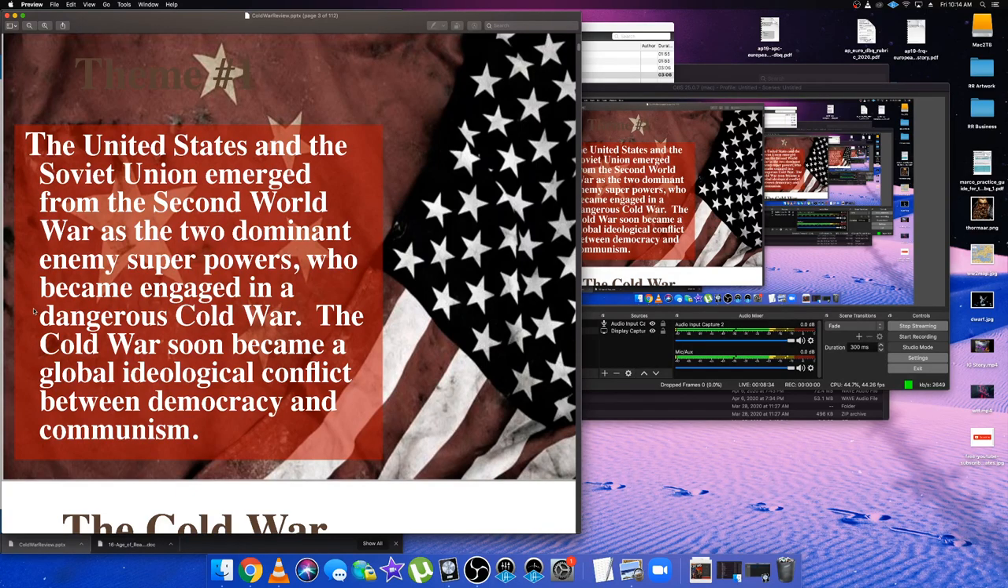But then, of course, the United States got involved because they were worried that the Soviet Union's spread of communism had already moved to China and was now moving to Vietnam and could potentially move to other places in Southeast Asia. And before you know it, you'd have an entire Asian continent that was completely communist.